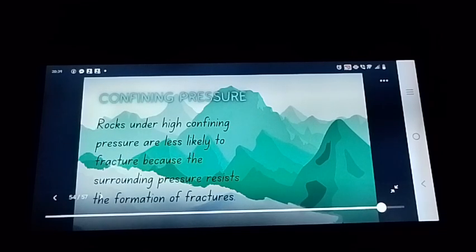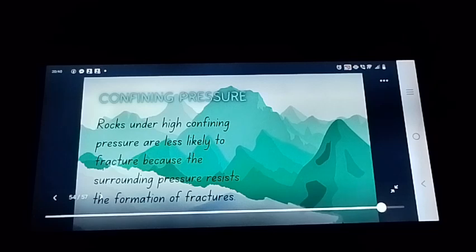Confining pressure. Rocks under confining pressure are less likely to fracture because the surrounding pressure resists the formation of fractures. Imagine squeezing a balloon. If you squeeze it gently, it might deform a little, but if you squeeze it too hard, it will burst. Confining pressure works similarly with rocks. Confining pressure is the pressure exerted on rocks from all sides. It's like being squeezed in a vice.